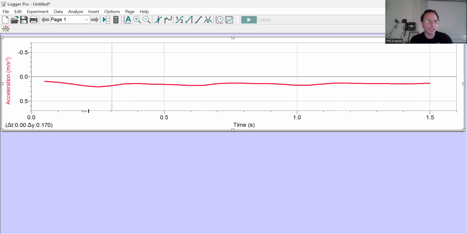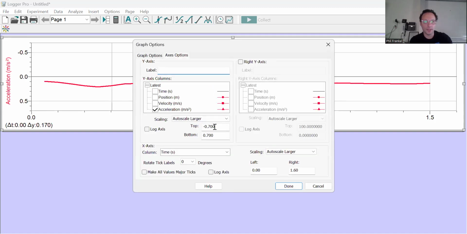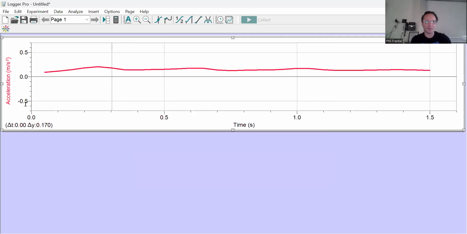That's weird. I have negative values on top and positive values on the bottom. So something's wrong with that. The top should be positive 0.7 and the bottom should be negative 0.7. That's good. I should always have more negative or less positive numbers further down the axis here. So you can see that the acceleration is actually positive.